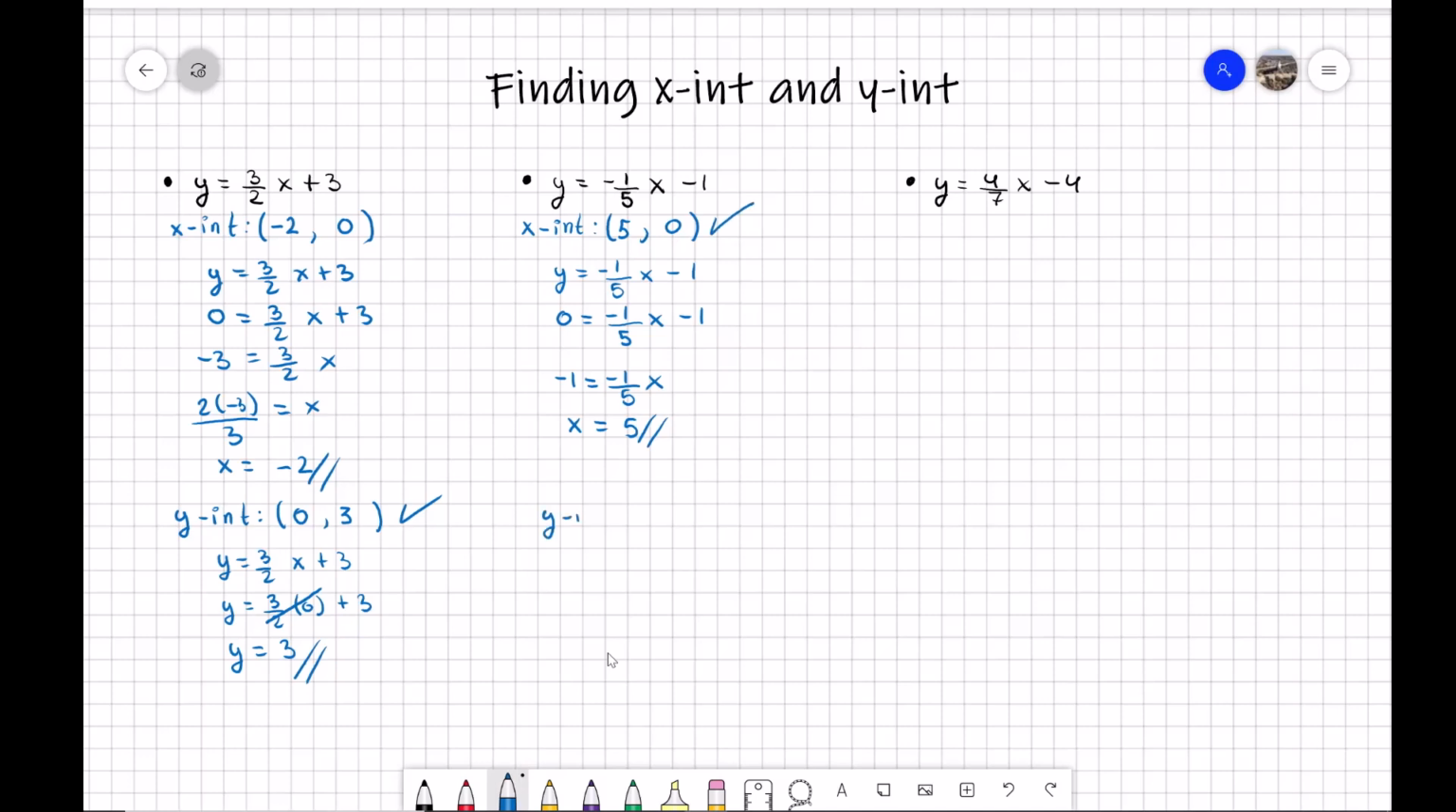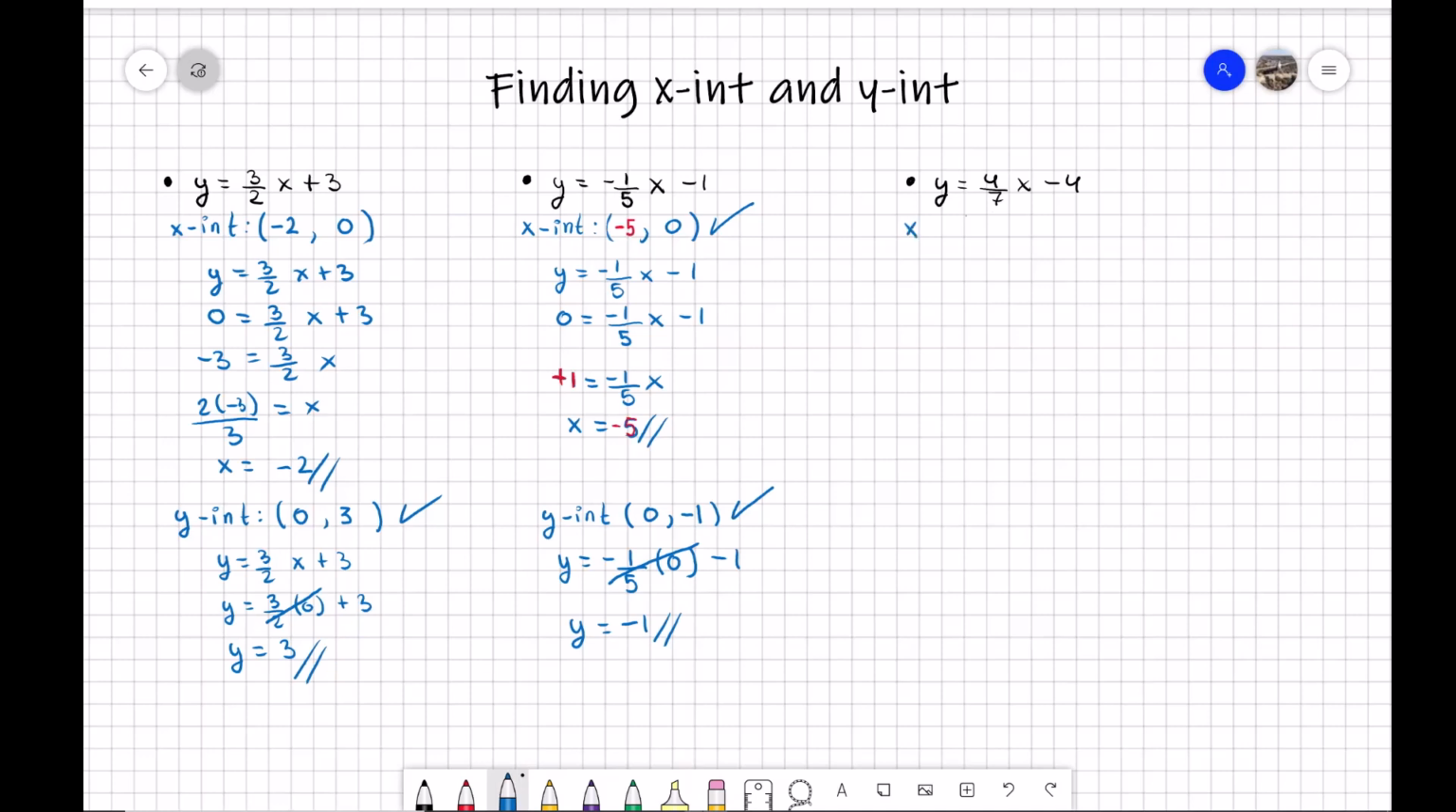And again, the y-intercept always has the x-coordinate equal to 0. That means we need to find the y-coordinate, and again, all we have to do is replace the x with a 0 in this case. So we have y equal to negative 1 over 5 times x, but we said in this case we have 0 minus 1. So this gets cancelled, and we end up with y equal to negative 1. So that's our y-coordinate, and we just found our y-intercept.